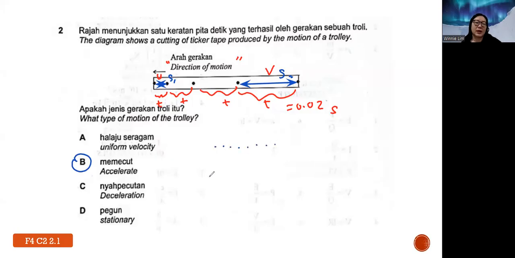Then uniform velocity. Deceleration is the vice versa. Let's say in the question, they put the arrowhead in this way, so your gap is getting smaller, then it is deceleration. Okay, if stationary, then the dot keeps on the same point, so you won't produce any dot on the ticker tape as well.